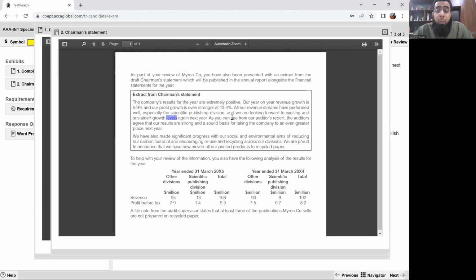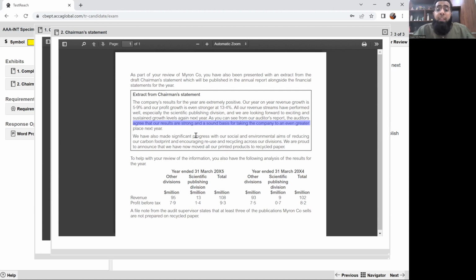As you can see from our auditor's report, the auditors agree that our results are strong and a sound basis for taking the company to even greater places next year. See, this is also wrong. The auditor report does not tell these types of things. Auditor report only tells that, okay, the financial statements are true and fair. We don't comment on whether the results are strong or there is a sound basis for continued growth. We audit the past, not the future.